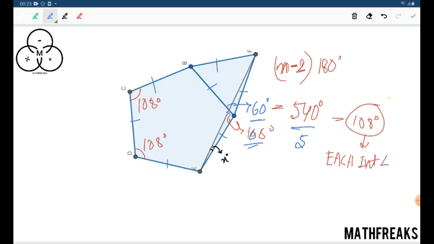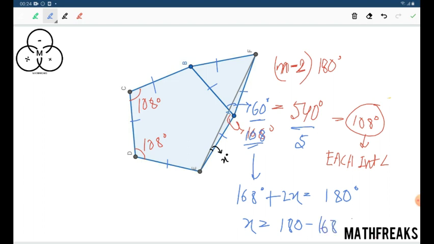60 plus 108, if we add them up, we will get 168 degrees, plus 2x equals 180 degrees, which is the angle sum property of a triangle, which gives us 180 minus 168 by 2. This is 12. 6 degrees is the correct answer.